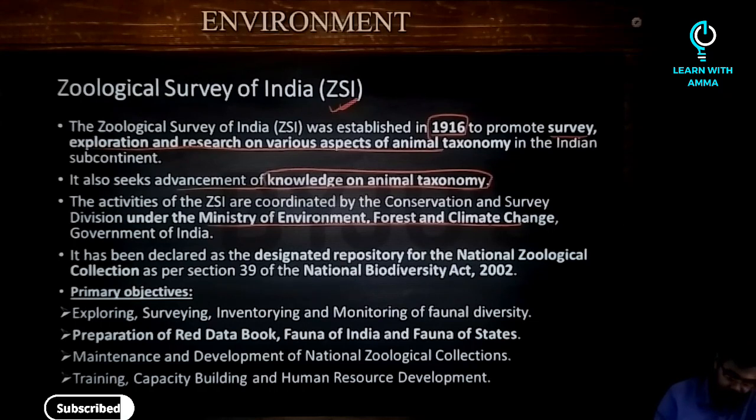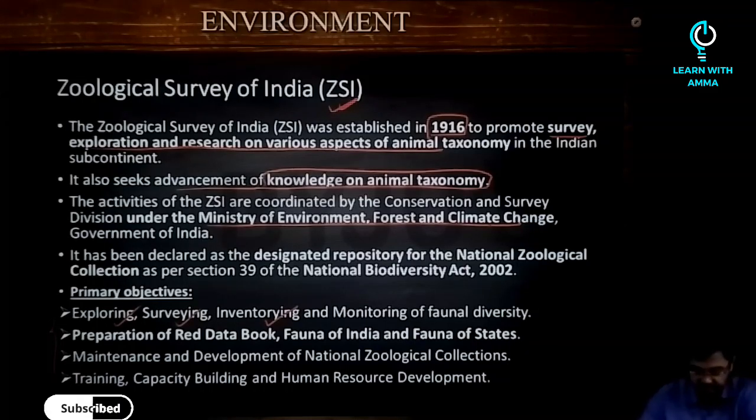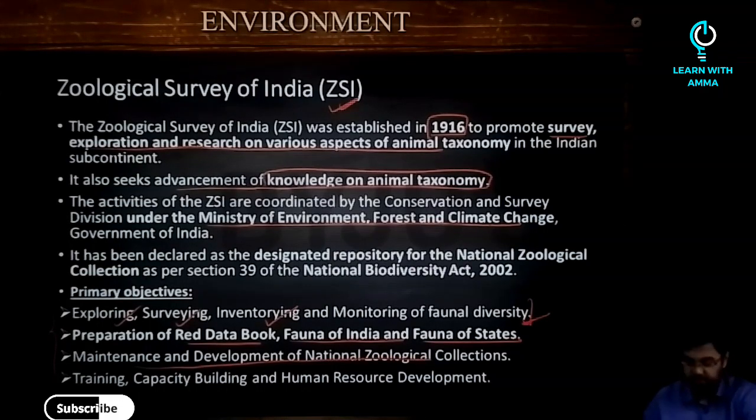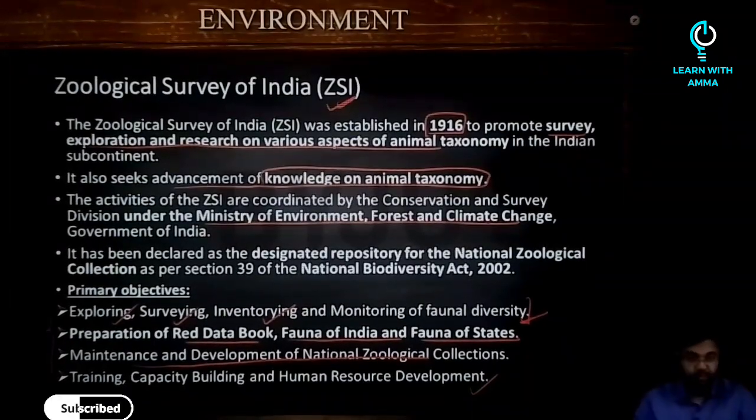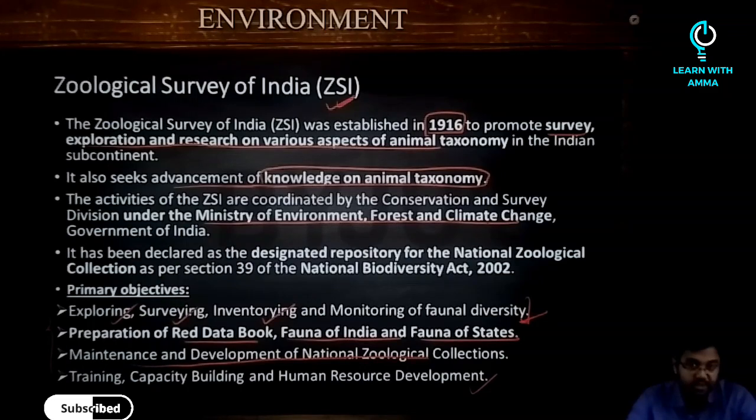And then if you look at the primary objectives that the Zoological Survey of India has: first, exploring, surveying, inventorying and monitoring of the fauna diversity; preparation of the Red Data Book, Fauna of India and Fauna of states; maintenance and development of national zoological collections; and finally training, capacity building and human resource development. So these are the primary objectives of the Zoological Survey of India.